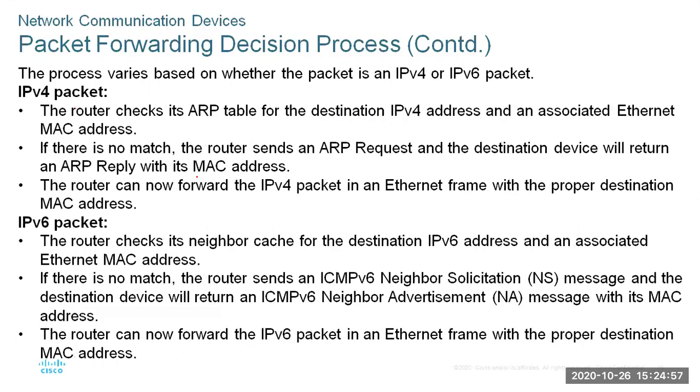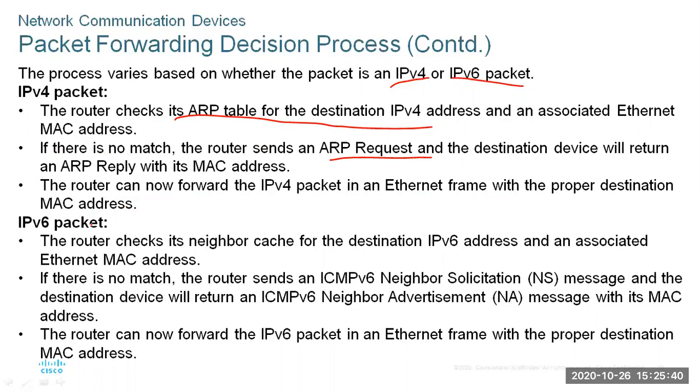All right. So the process varies based on whether the packet is an IP version 4 or an IP version 6 packet. Now, what's the difference? If it is an IP version 4 packet, the router will check its address table for the destination IP version 4 address and associate it to the MAC address. All right. And if there is no match, the router sends the ARP request and the destination device will return with a reply. And then it will map it with the MAC address. Now, the router can forward the IP version 4 packet in an Ethernet frame with a proper destination MAC address.